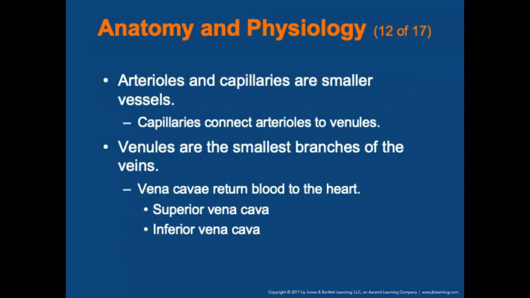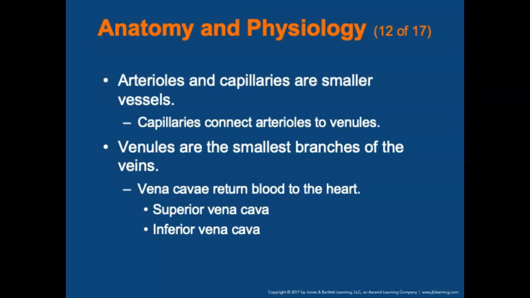The arterioles and capillaries are smaller vessels that receive blood from the arteries. Capillaries are one cell thick. They exchange nutrients and oxygen for waste at the cellular level, and they connect arterioles to venules. The venules and veins receive blood from the capillaries. Venules are the smallest branch of the veins.